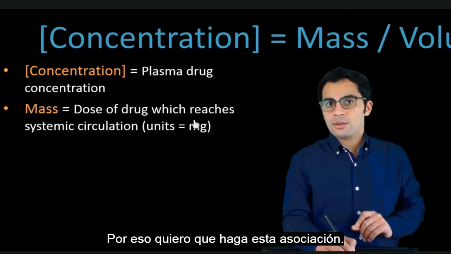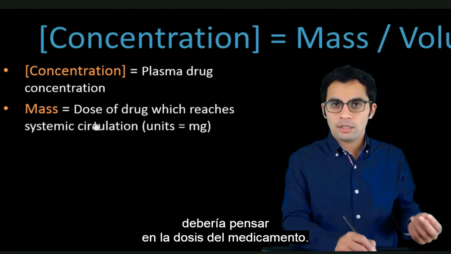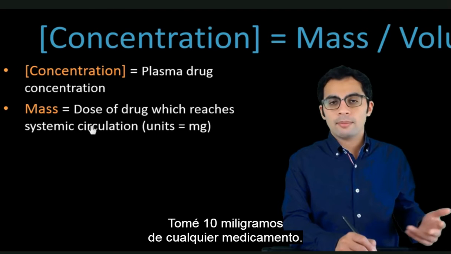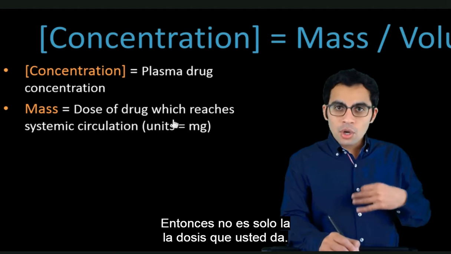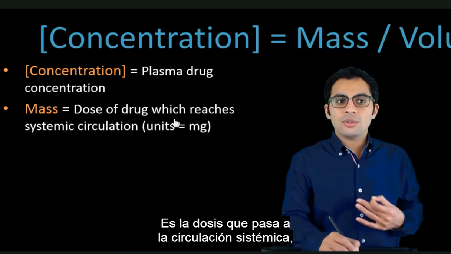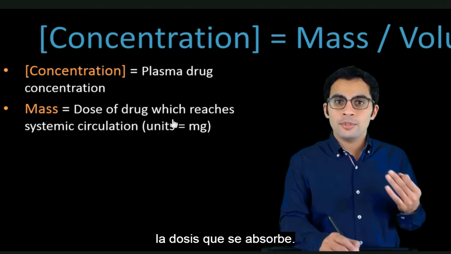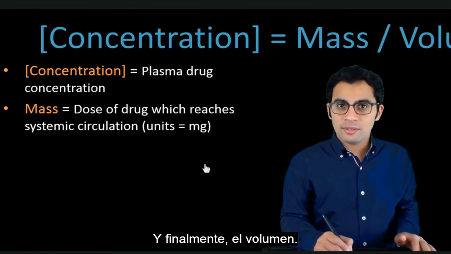So I want you to make this association. When you think of mass, you should be thinking of the dose of the drug. Remember, you give a drug in milligrams, right? I took 10 milligrams of whatever drug. So it's not just the dose you give, though. It's the dose that gets into the systemic circulation, the dose which gets absorbed. Important point. And finally, the volume.